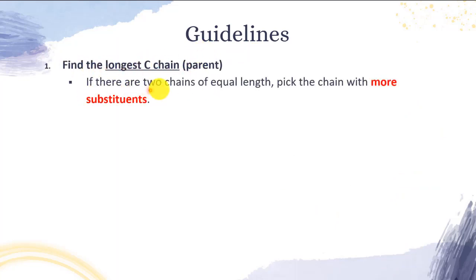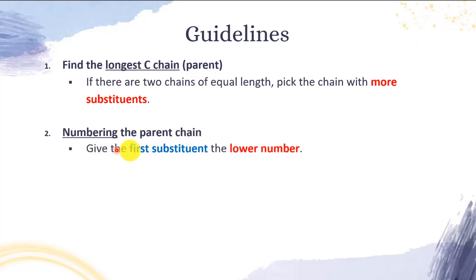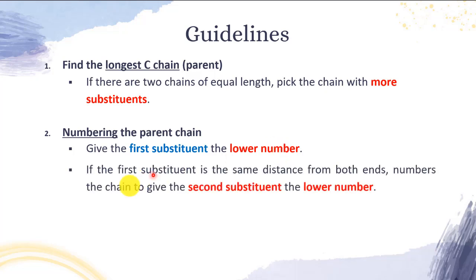So here is a guideline. First of all, find the longest carbon chain, which is the parent. If there are two chains with equal length, pick the chain with more substituents. Second, we need to number the parent chain. Put the numbers 1, 2, 3, 4, 5, depending on how many carbons we have. Try to give the first substituent a lower number. If the first substituent is the same distance from both ends, we number the chain to give the second substituent the lowest number.